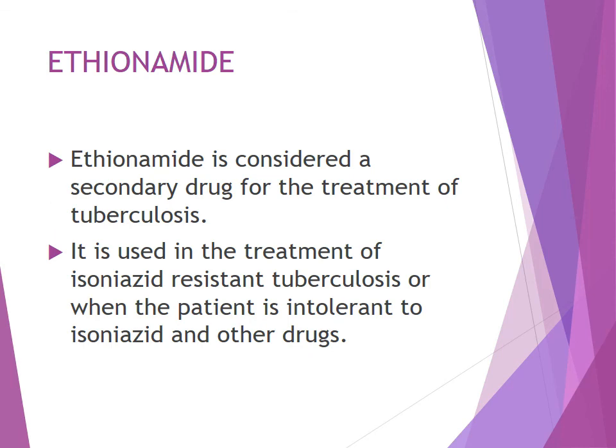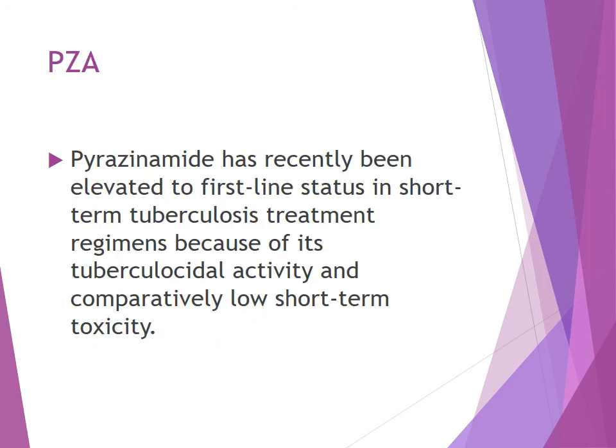Next, we have your ethionamide. Ethionamide is considered a secondary drug for the treatment of TB. It is used in the treatment of isoniazid-resistant tuberculosis or when the patient is intolerant to isoniazid and other drugs. So, pag intolerant po ang ating patient sa isoniazid or resistant na po yung ating Mycobacterium tuberculosis sa isoniazid, pwede natin ibigay ang ethionamide.